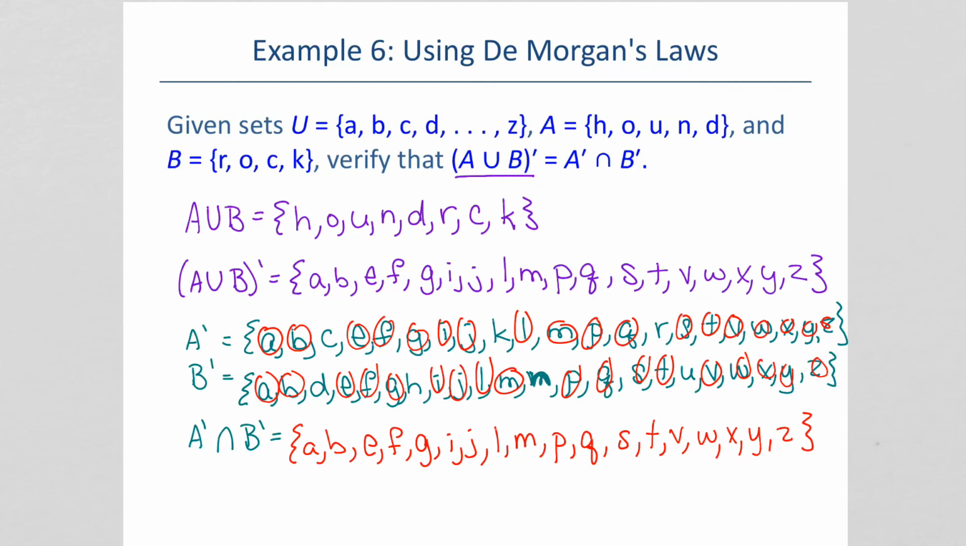And so now, last step, we need to see that they match. So A, B, E, F, G, I, J, L, M, P, Q, S, T, V, W, X, Y, Z. Yep. So yes, the complement of A union B in our example is equal to the complement of A intersected with the complement of B.